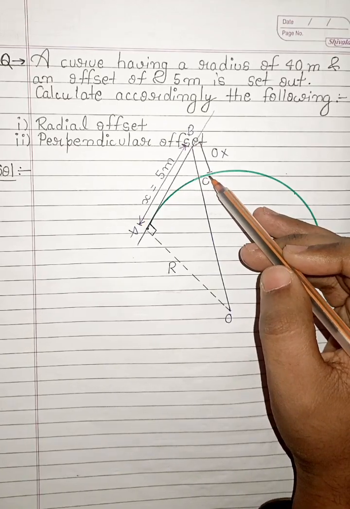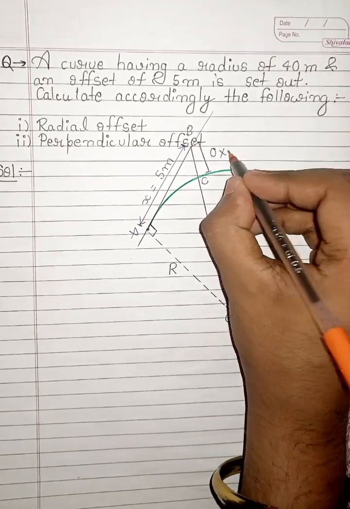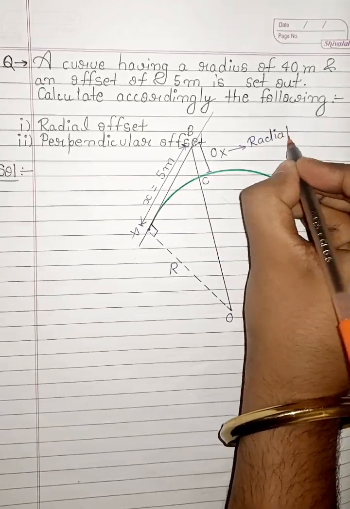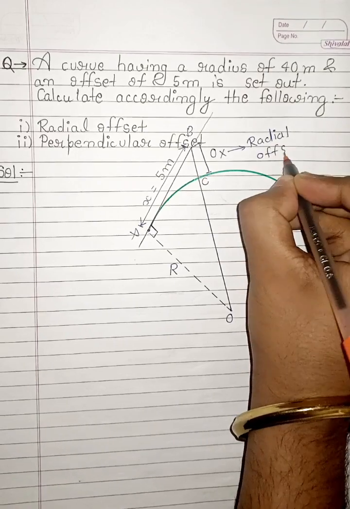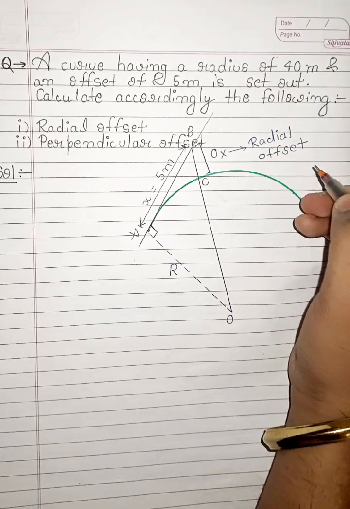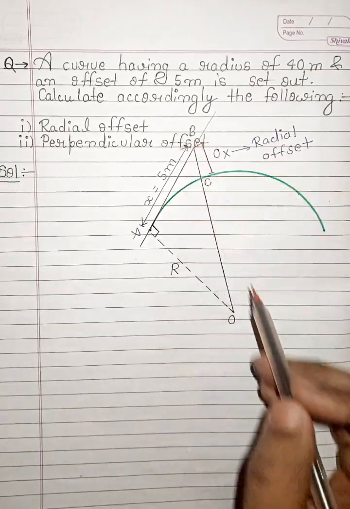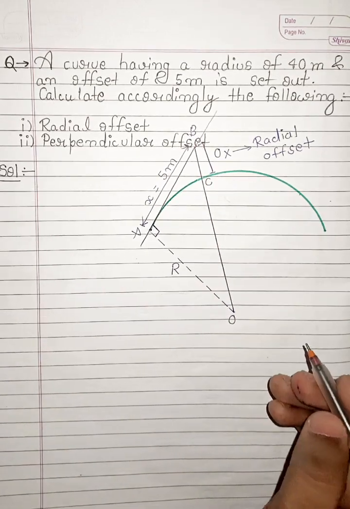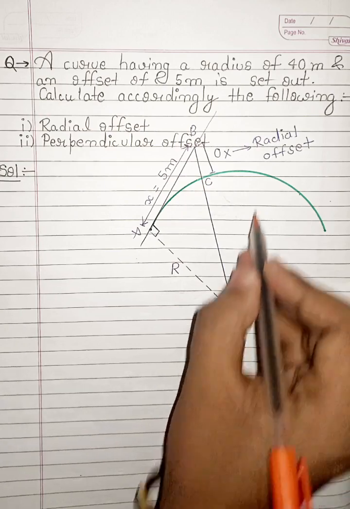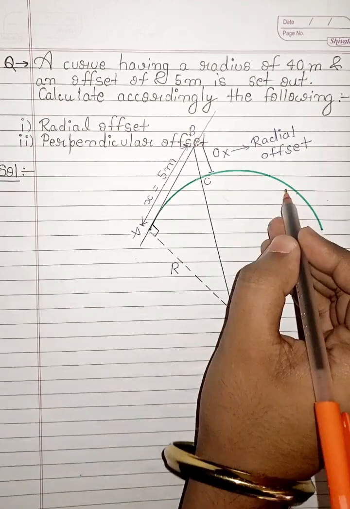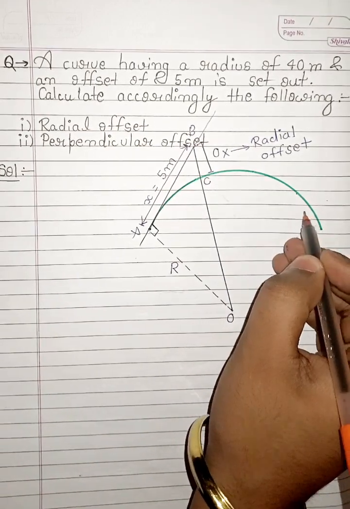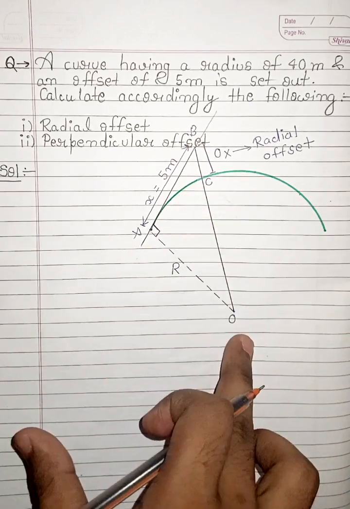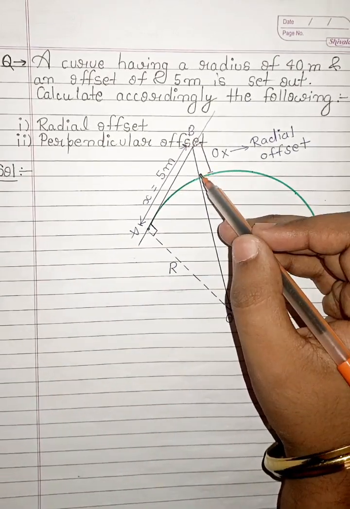This BC is only the radial offset, since it is taken along the radius of the curve. What is OC? OC is only the radius of the curve, because if you join O to some point D, O to some point E, O to some point F on the curve, all of these represent the radius of the curve only. So OC is the radius of the curve, and we have to calculate BC.